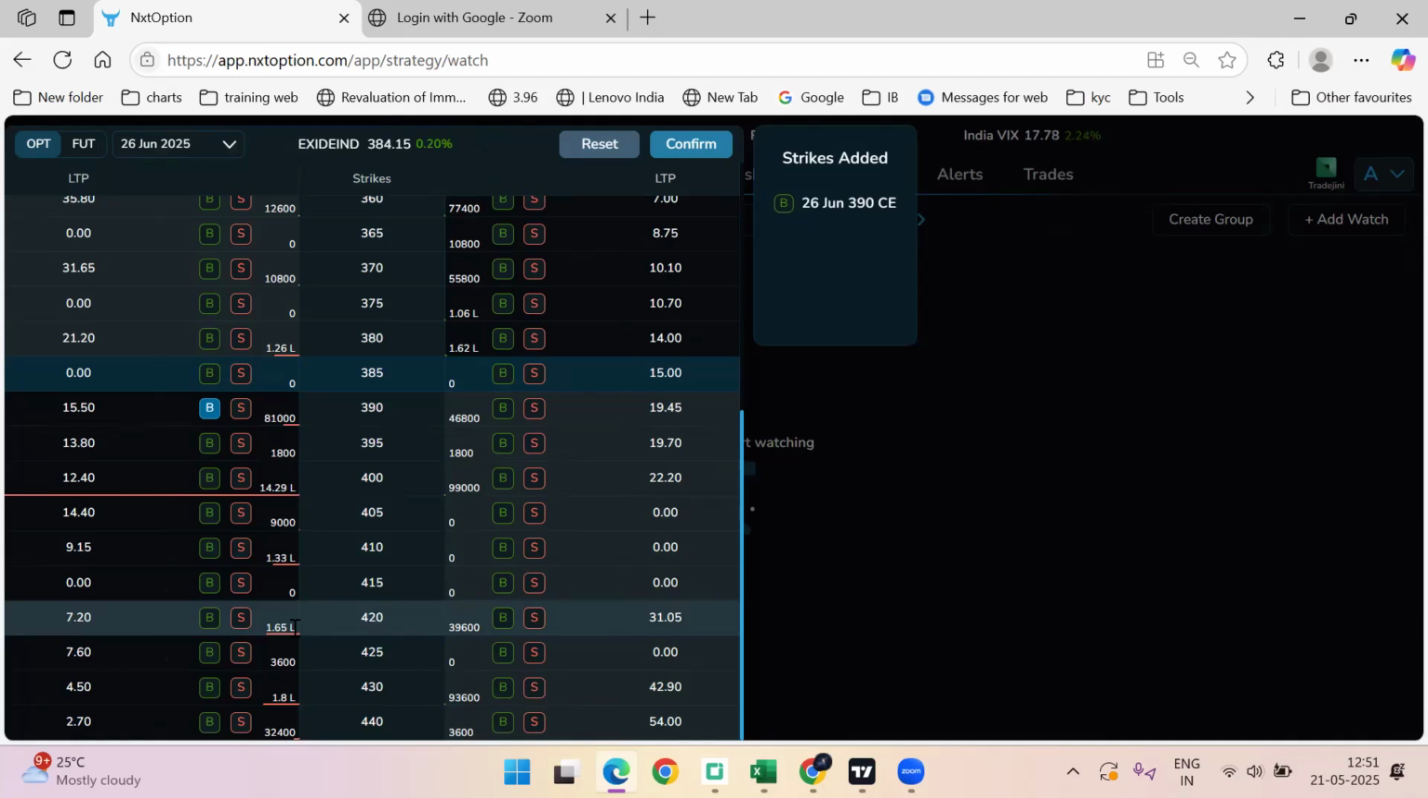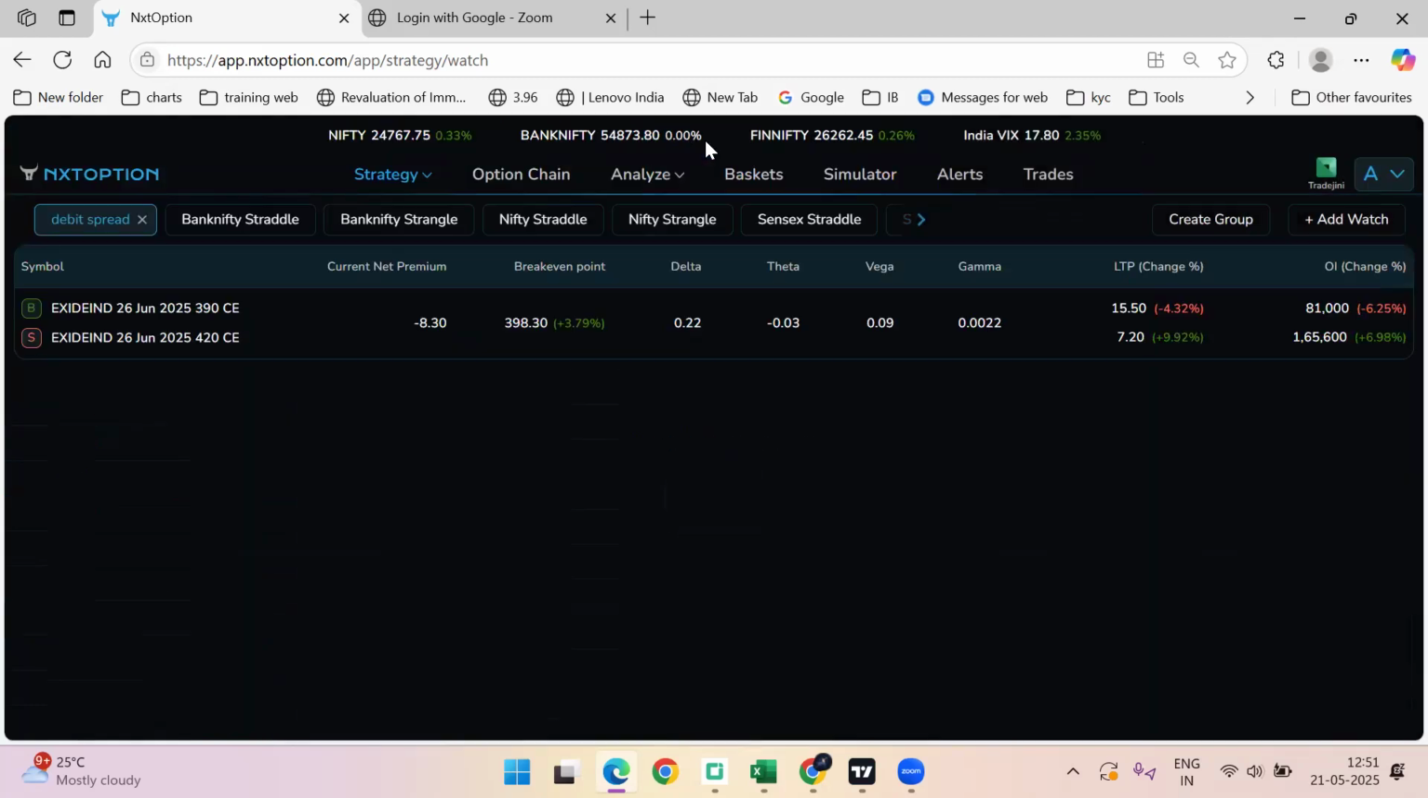Now, this is the actual data a trader would require, because everyone will tell you to buy a call of a lower strike and sell a call of a higher strike. But all stocks will not have a high level of liquidity. That is why you need to see the open interest and then make a decision. So here what I would do is sell this and click on confirm.